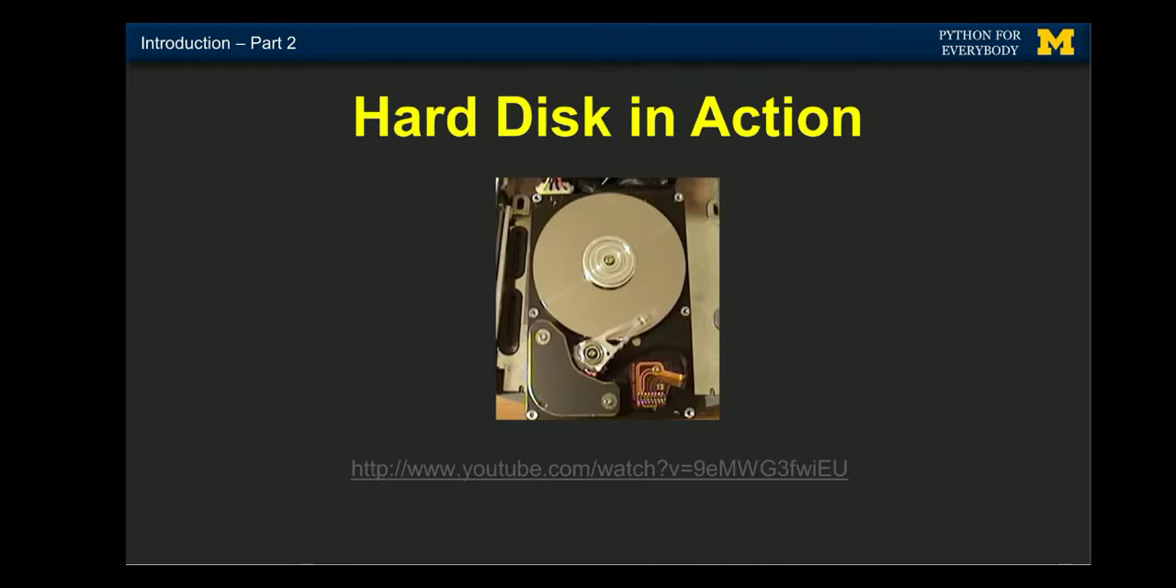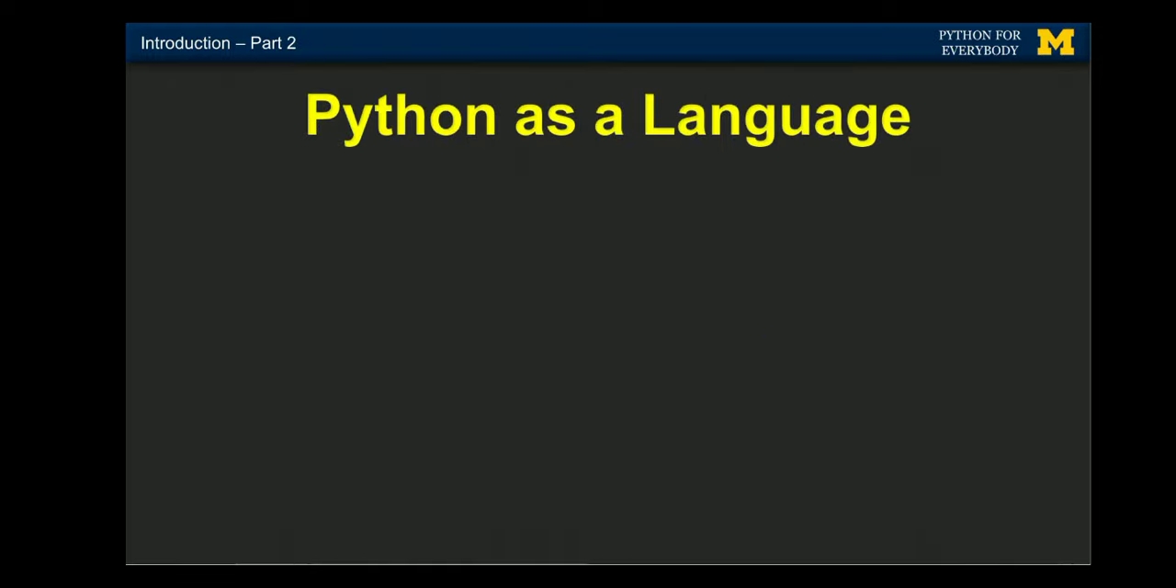There is a photograph of a hard disk in action, where you can see a disk moving and an arm approaching the head, which points to the disk every time it moves. This arm is used for accessing the data. So this was all the introduction on hard disks, and coming up further we'll discuss Python as a language.